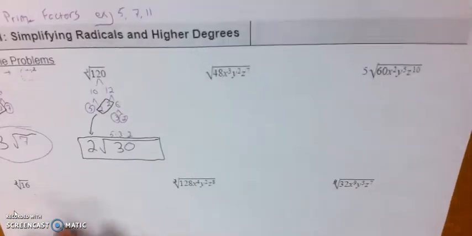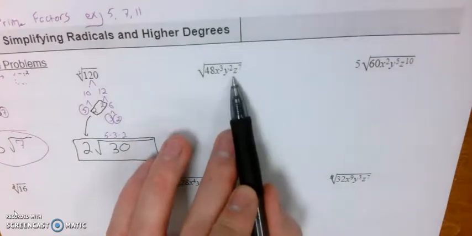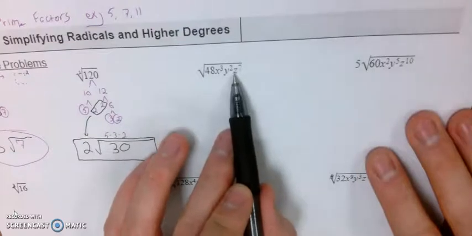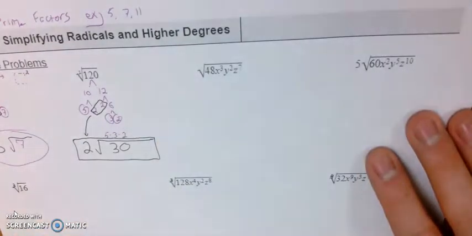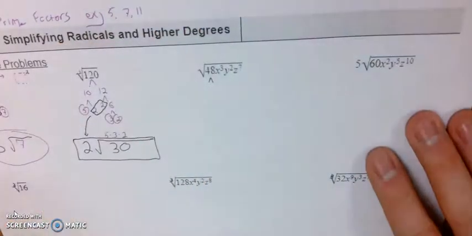On to square root of 48, x cubed y squared z to the 7th. Anytime you see variables, that's actually going to be easier to deal with, and we'll get to that. But first, let's go ahead, let's tackle the 48, and then we'll get to our letters. So 48, I'm going to break it apart into prime factors.